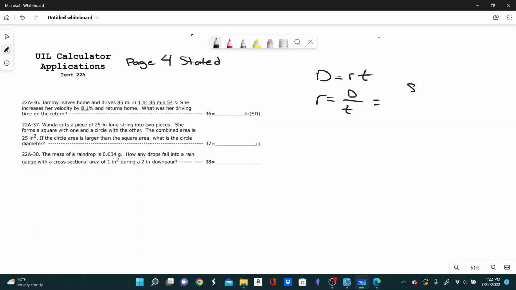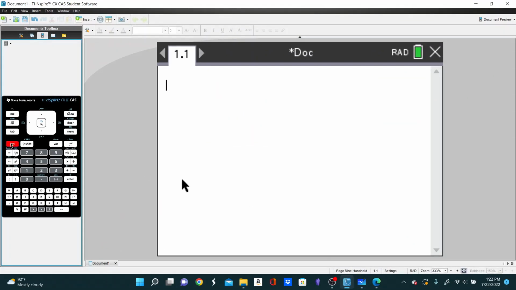The distance is 85 miles. And then the time, well, our final answer is in hours, so I'm going to go ahead and convert this to hours. If I do that, that's 1 plus 35 over 60 plus 54 over 3600. So I'm going to go to my calculator and find what that value is real quick.